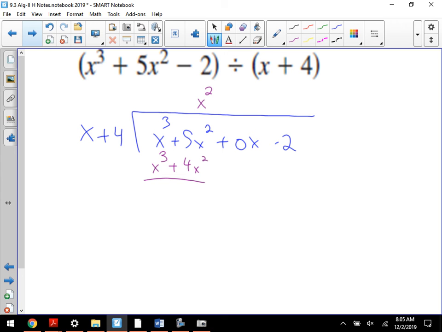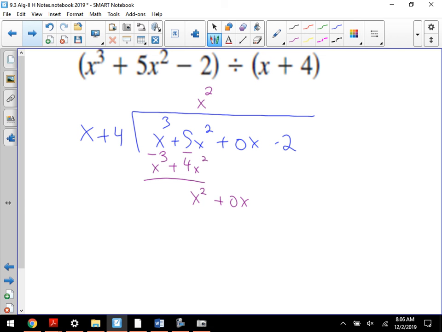Now, we were saying we wanted to eliminate, which means I need to subtract both of these pieces. Remember, when you're doing this, please make sure you put subtraction symbols for both of them so you don't forget. Use a little bit of extra space on the paper. Paper is cheap. You've got plenty. And then you subtract. Your x cubes go away. And then you have 5x squared subtract 4x squared, and you're left with x squared. And then we bring down our next term.